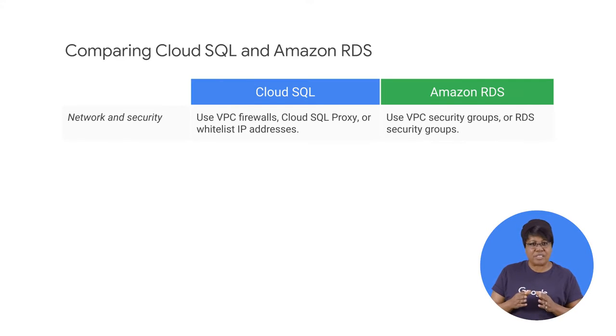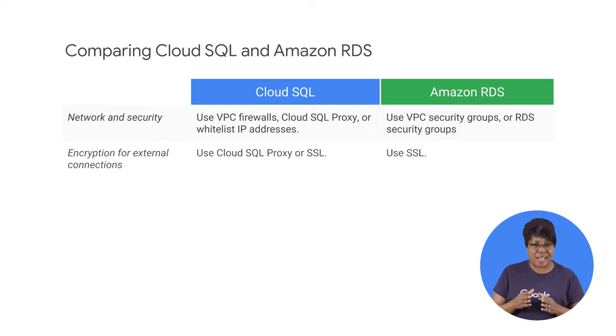In Amazon RDS, you use VPC security groups to authorize connections or use RDS security groups to give DB users and groups access to tables, views, and queries. In Cloud SQL, use VPC firewalls or Cloud SQL proxy or authorize networks by adding IP addresses to a whitelist.